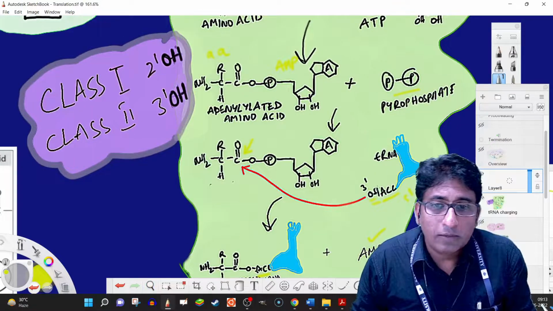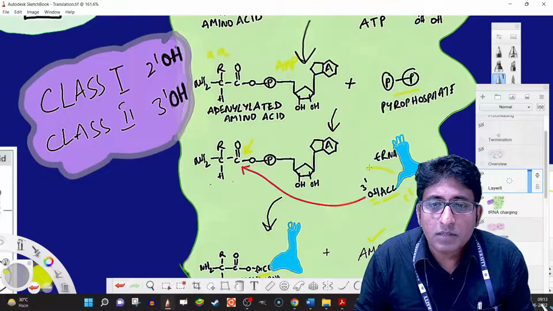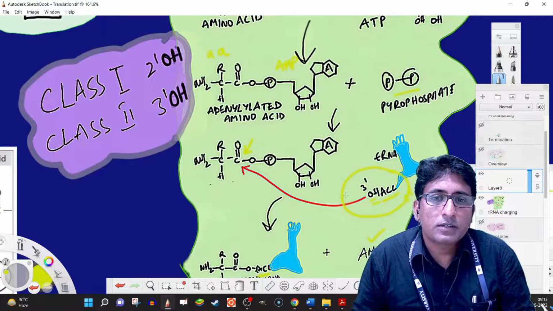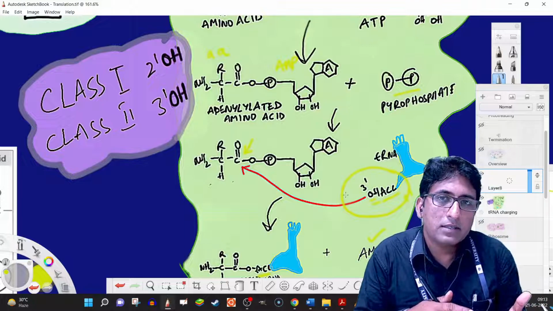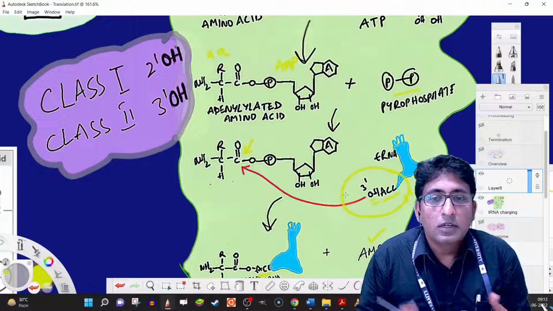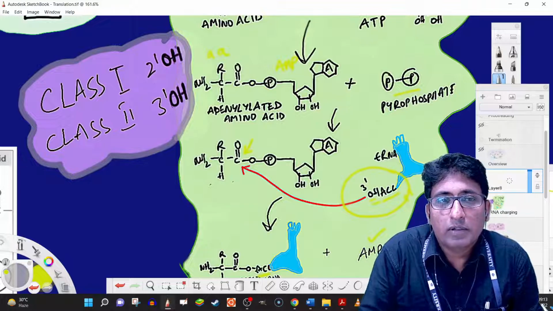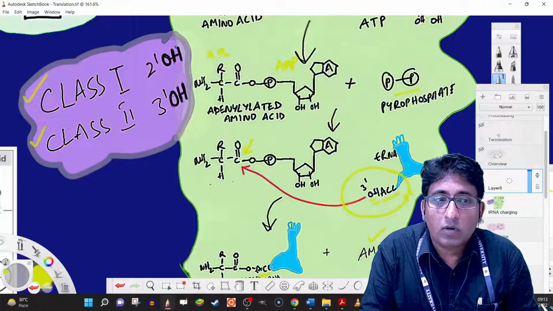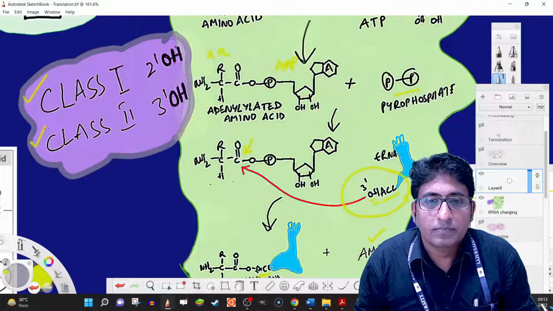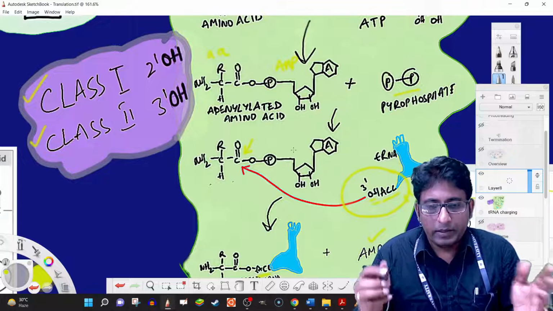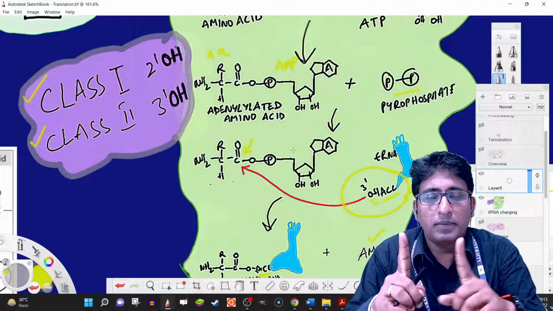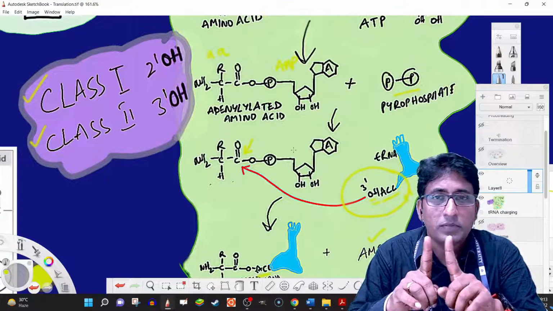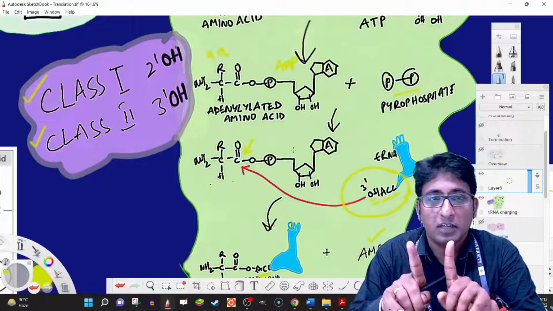Say in class 1, the difference here is about this part, that is whether it is the 3' OH that binds to the amino acid, or the 2' OH. If the 2' OH is going to bind, we call them class 1, and if it is the 3' OH, then we call them class 2 tRNAs. So it is a simple one, and the 2' and 3' carbons are adjacent, and the amino acid sometimes seems to be equilibrating between the 2' and 3'.